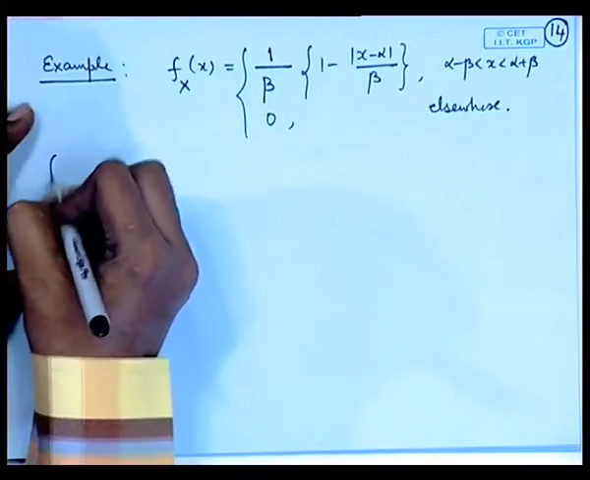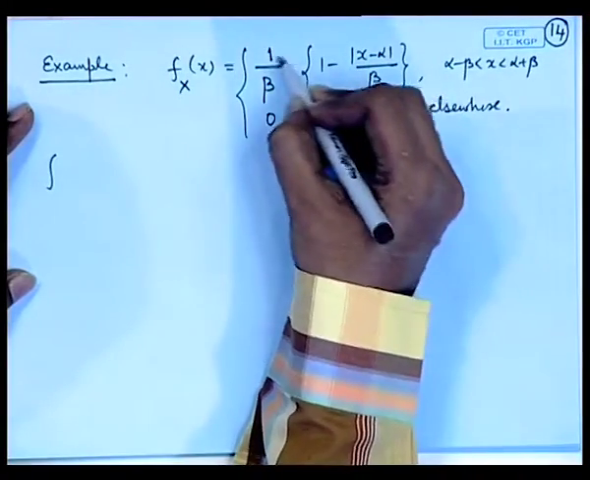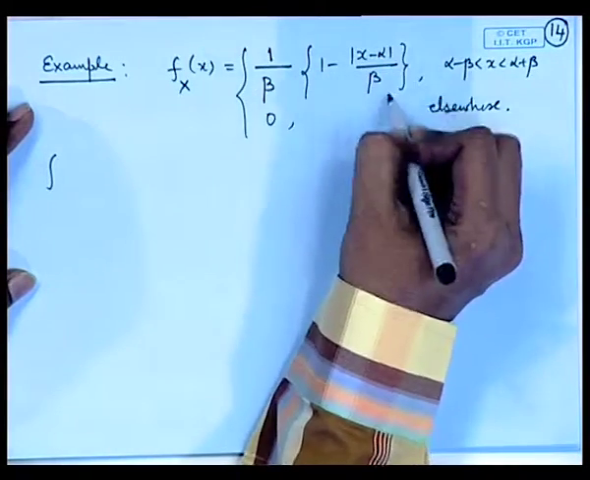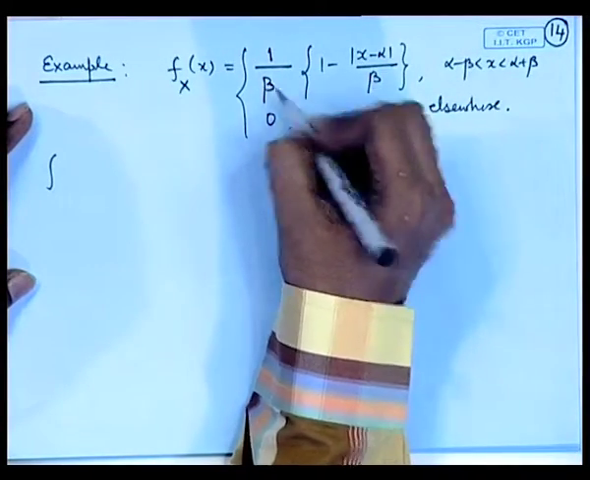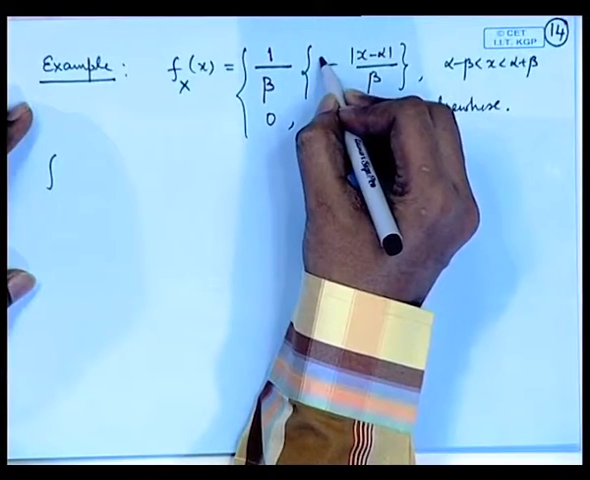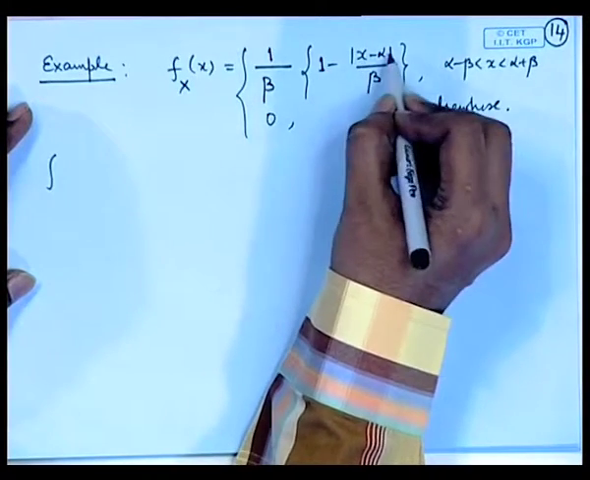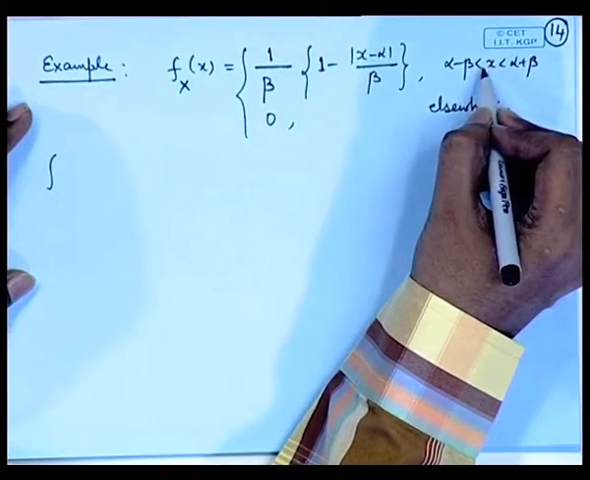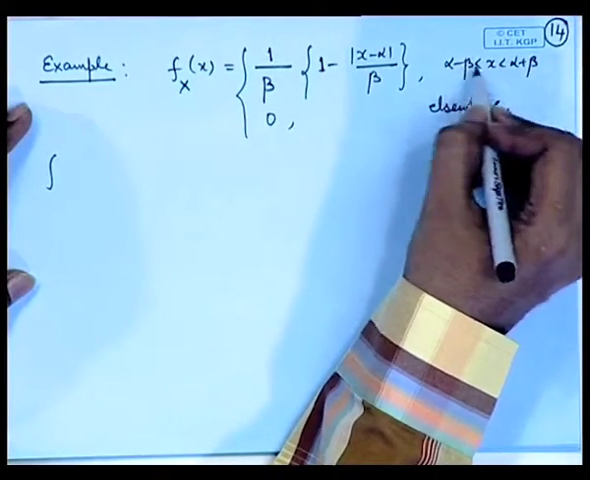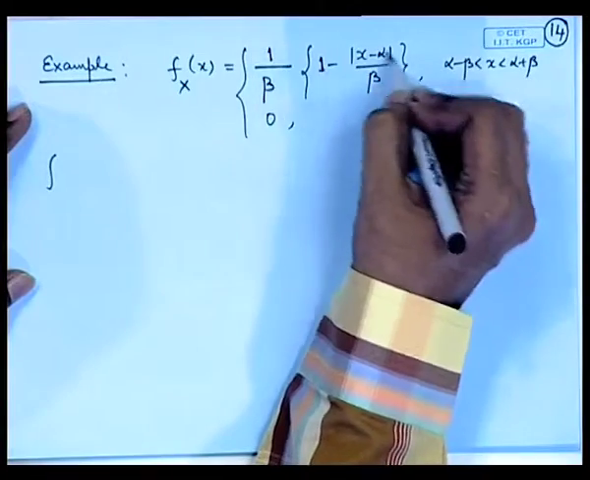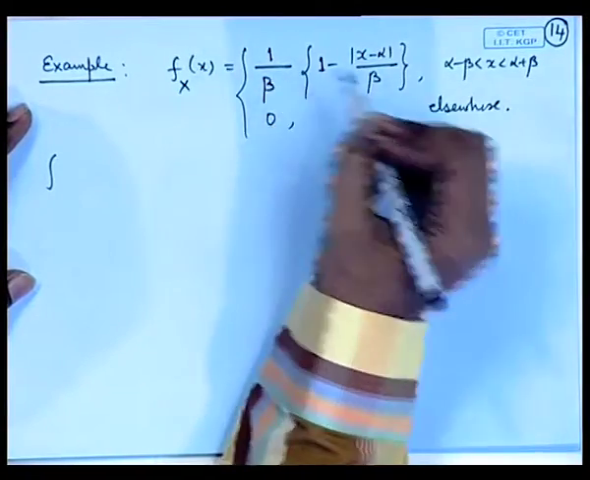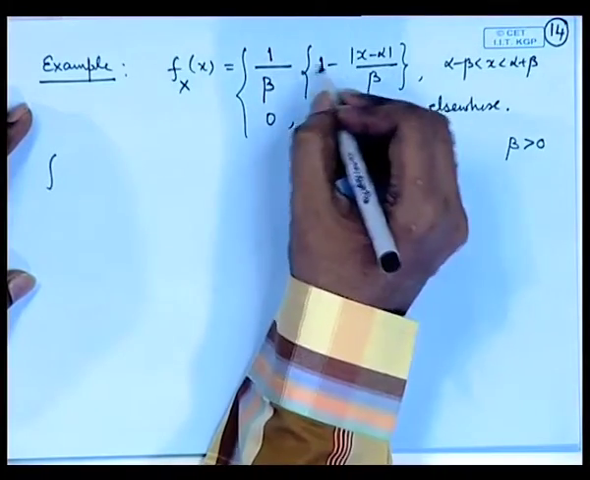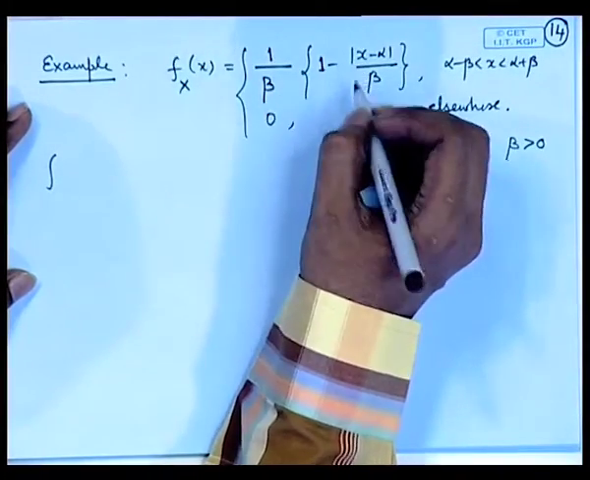Let us consider. First thing we observe is that in order for this to be a non-negative function, beta should be positive, and 1 minus modulus of x minus alpha by beta, here modulus of x minus alpha by beta is less than 1. Therefore, this quantity is always positive. Therefore, beta has to be positive in order that this is a density.